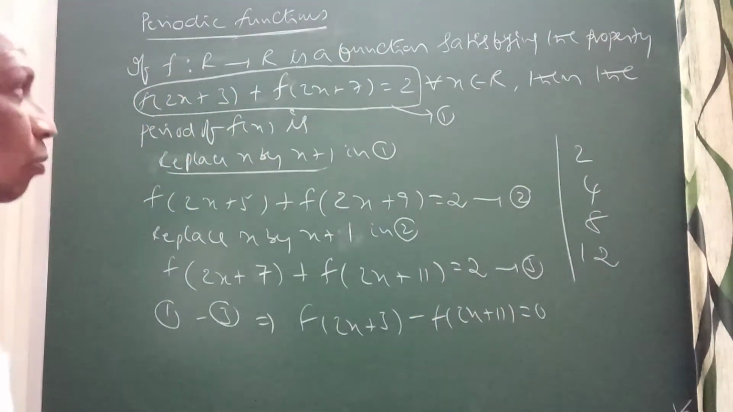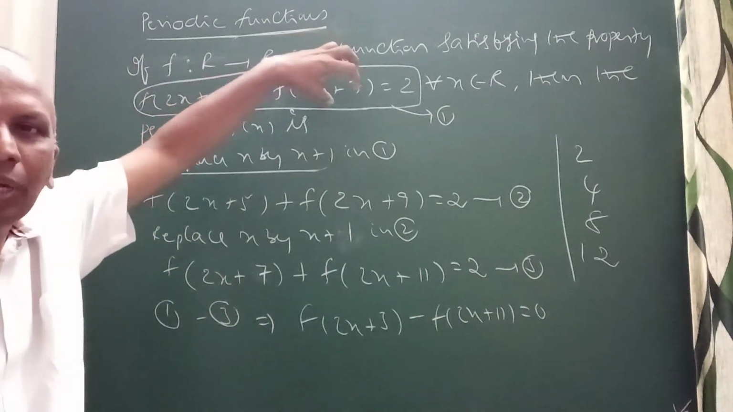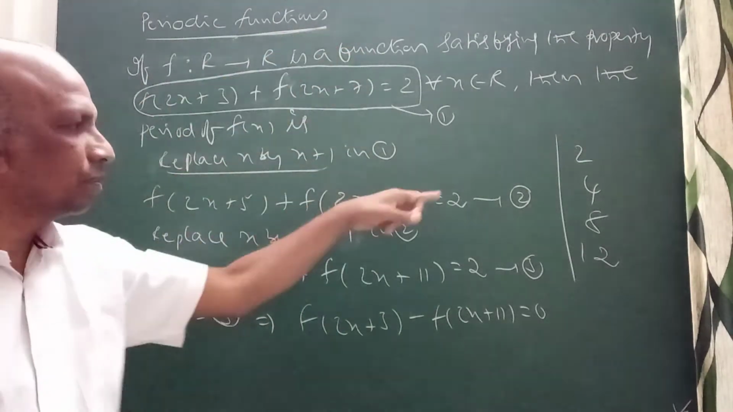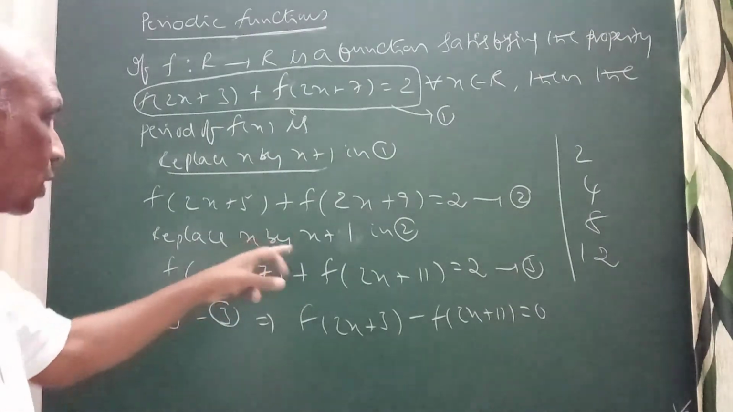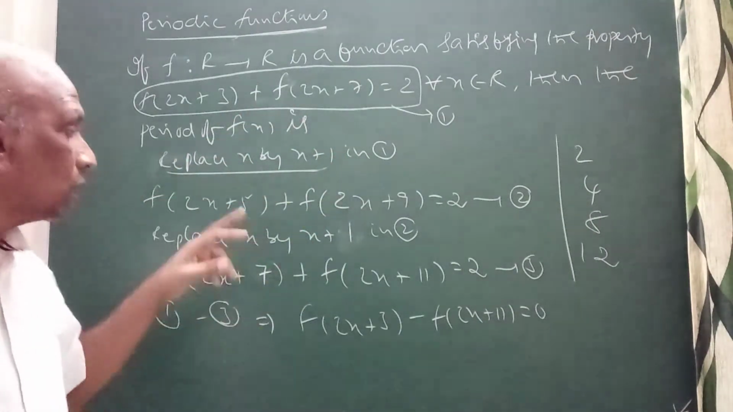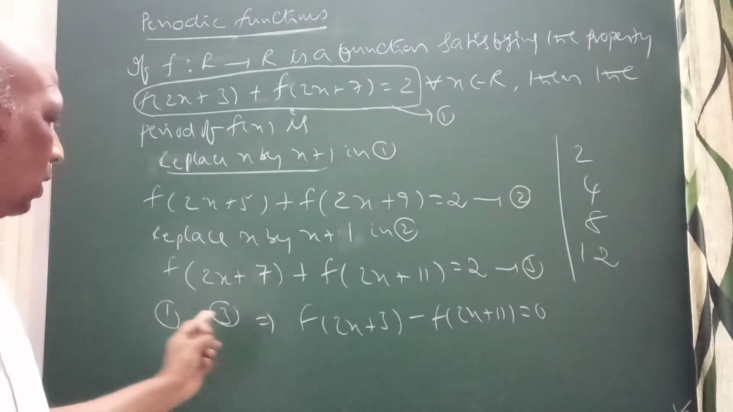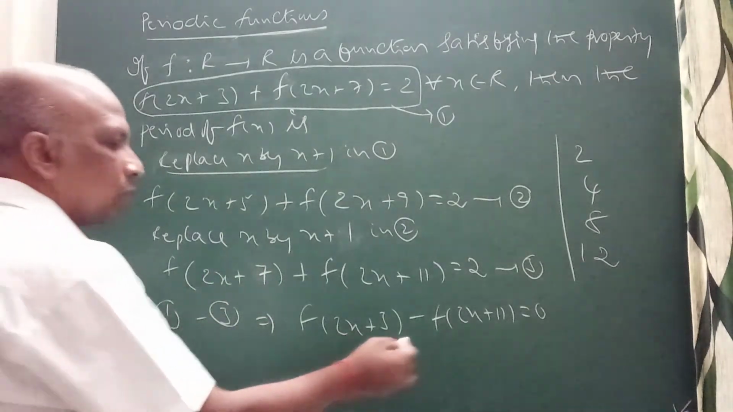Correct? Again I will explain what I have done. This is the given equation, right? First replace x by x plus 1 in 1. Again replace x by x plus 1 in 2 or replace x by x plus 2 in 1. Any one of the methods. You will get it like this. So 1 minus 3, we will get this one equation.